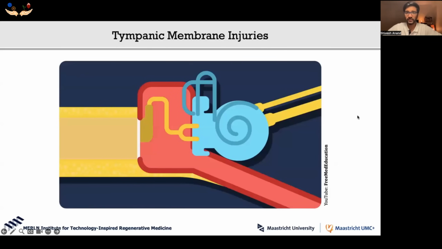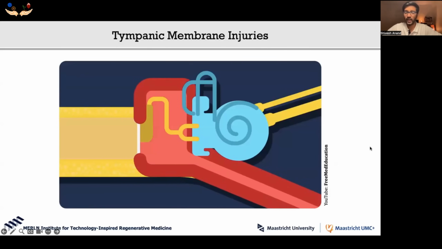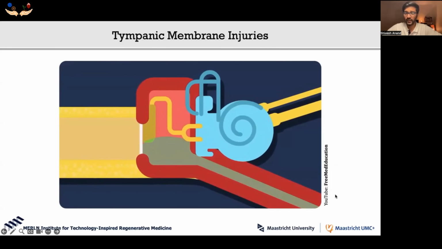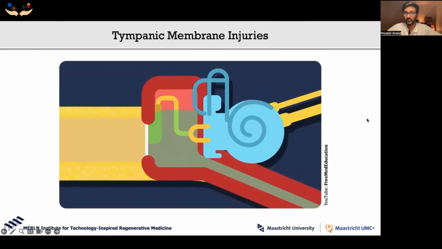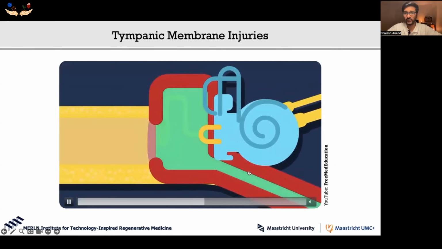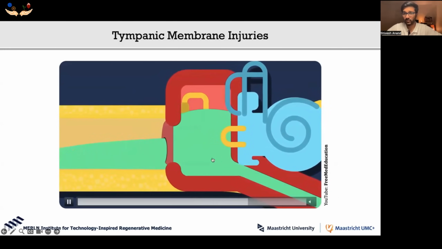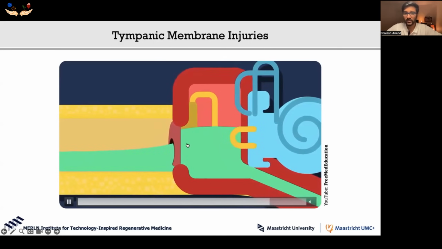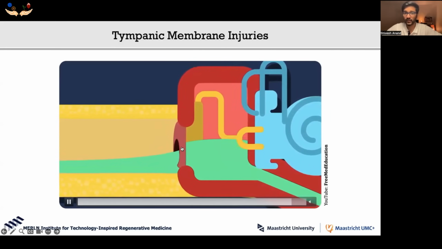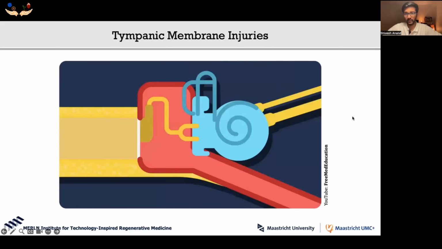There are many injuries that affect the tympanic membrane. Among them, microbial infections are the most prevalent. Here is an example of a microbial infection which affects the middle ear. In this infection, the area behind the tympanic membrane is filled up with a fluid, which is then discharged through the tympanic membrane, thereby creating a hole in it.